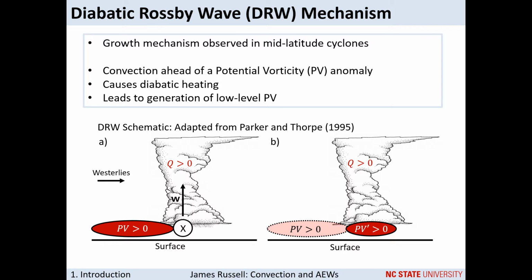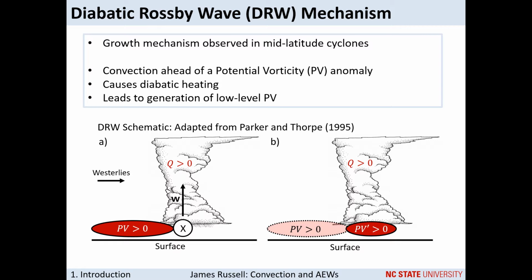This mechanism occurs when convection is forced ahead of a potential vorticity anomaly. That convection then leads to diabatic heating, and that's shown in figure A in the schematic below, which is an adaptation from Parker and Thorpe 1995, which is now one of the seminal papers on diabatic Rossby waves.